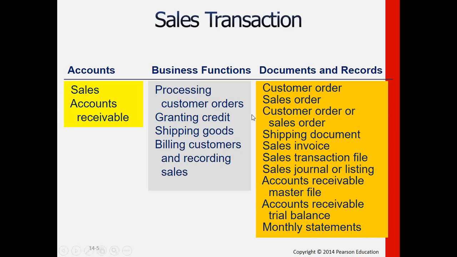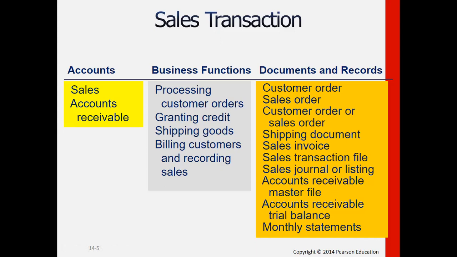What are the documents and records that would be affected? Of course, we have the customer order, and then the sales order, or either. Then we have the shipping document, we have the sales invoice, if really the customer already accepted the said delivery of goods. And then we also have the sales transaction file, sales journal or listing, the AR master file, the trial balance, and the monthly financial statement.